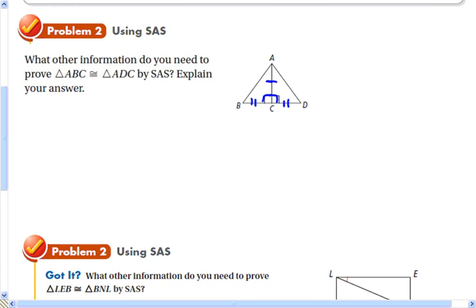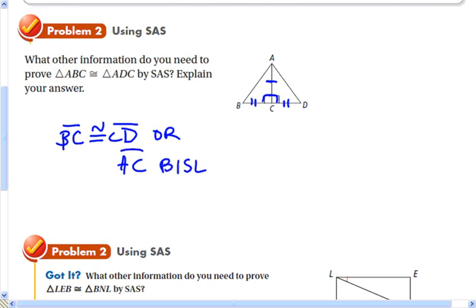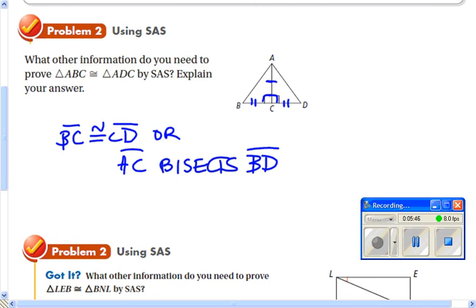So we can say that a couple ways. Somehow we would either need to be given that BC is congruent to CD, or something else that would lead us to believe that, like maybe AC bisects BD. If it bisects BD, then we can conclude that those two segments are congruent. Go ahead and pause now and check your answers shortly.